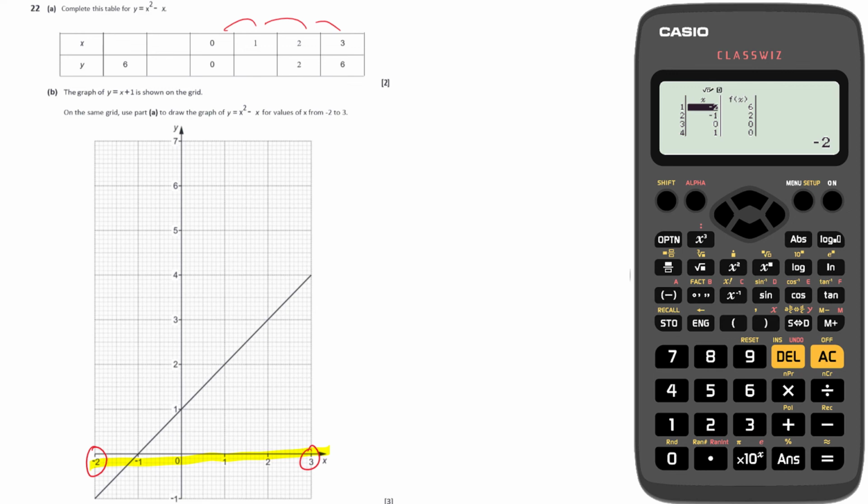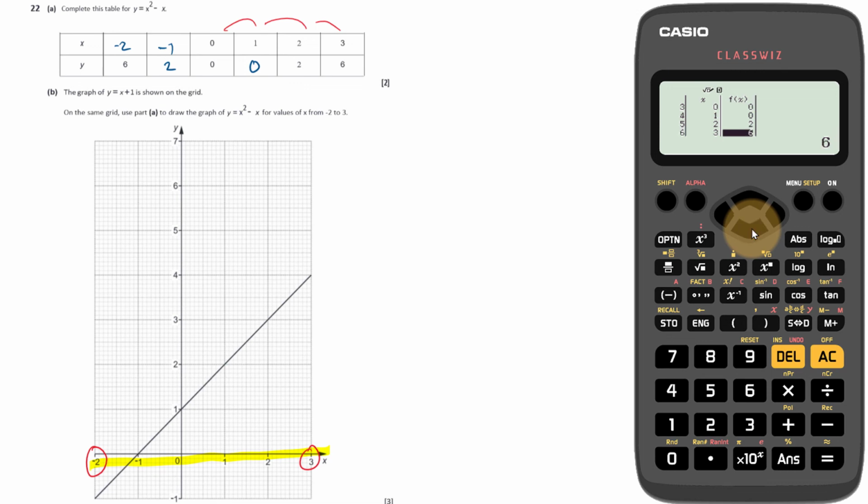Okay, so on my table then, the first box is -2 goes with 6. So I'm going to put in my -2 in there. And then I've got -1 goes with 2. So -1 goes with 2. 0 goes with 0, which matches. 1 goes with 0. 2 goes with 2.